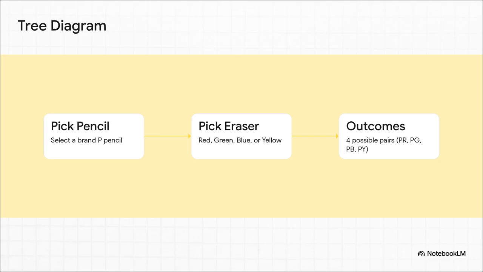Now we can also visualize this whole thing using a tree diagram. Honestly, this is an incredible tool for tracking multiple steps. Imagine you're at the school cooperative. Step 1, you pick a brand P pencil. Step 2, you grab an eraser. And your choices are red, green, blue, or yellow. By following the branches of our tree, we clearly see exactly 4 possible paired outcomes. So once again, our sample space size, our n of S, is 4.